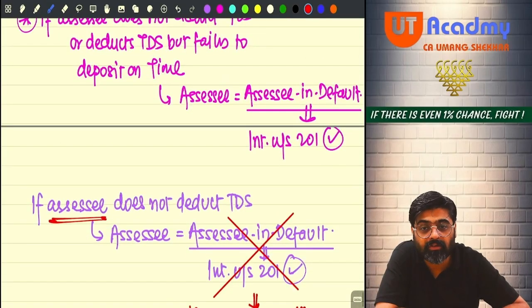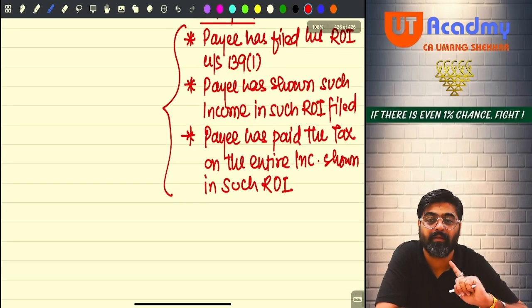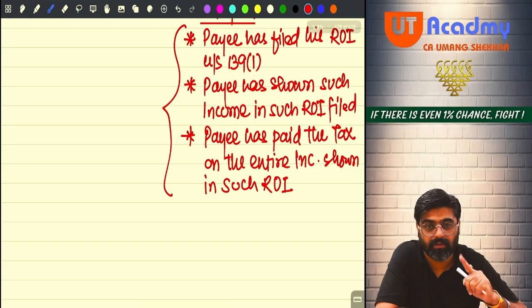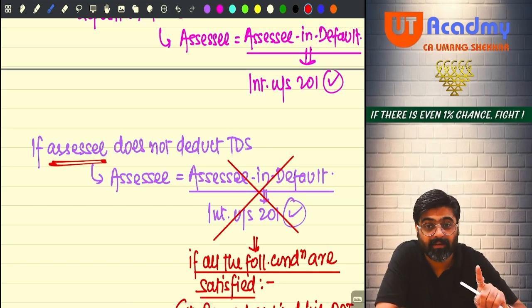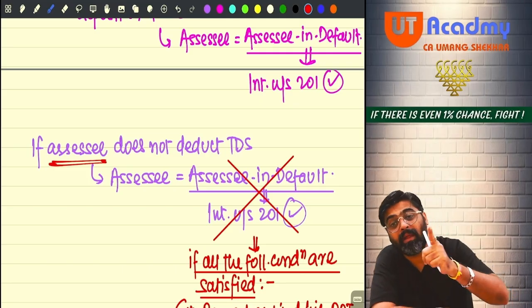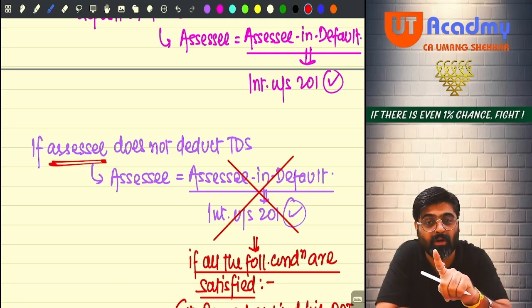If the assessee is able to prove these 3 points, then the assessee will not be treated as assessee in default and interest under 201 will not be charged. But wait, disallowance will be attracted. Disallowance cannot be denied.